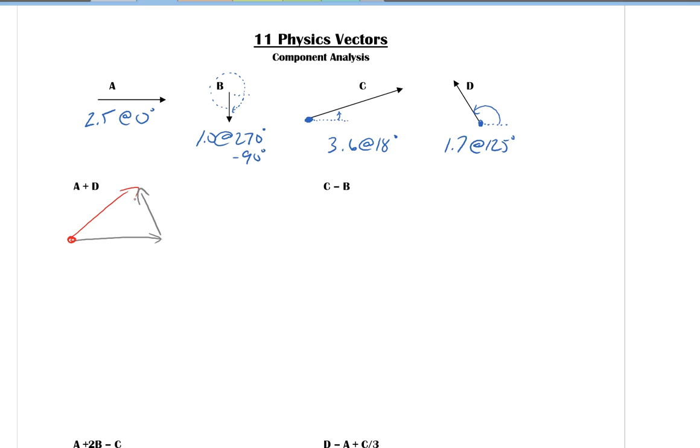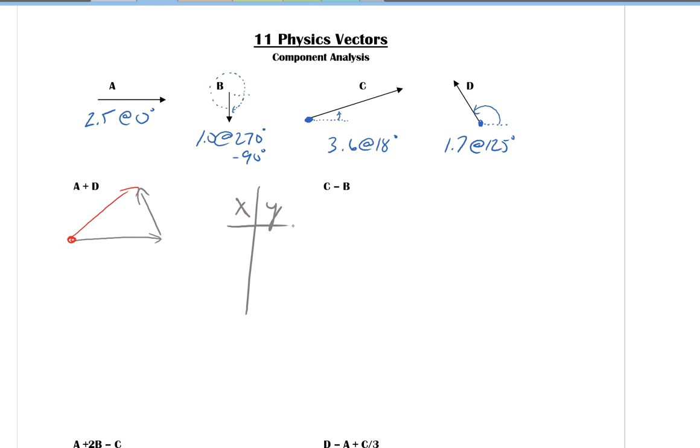Okay, so now what I'm going to do is make my little XY chart. I'm going to do a little XY chart and take each vector in turn, how far sideways, how far up and down. So if I go to my first vector, that's vector A. Vector A is just going straight to the side. So that's really easy.